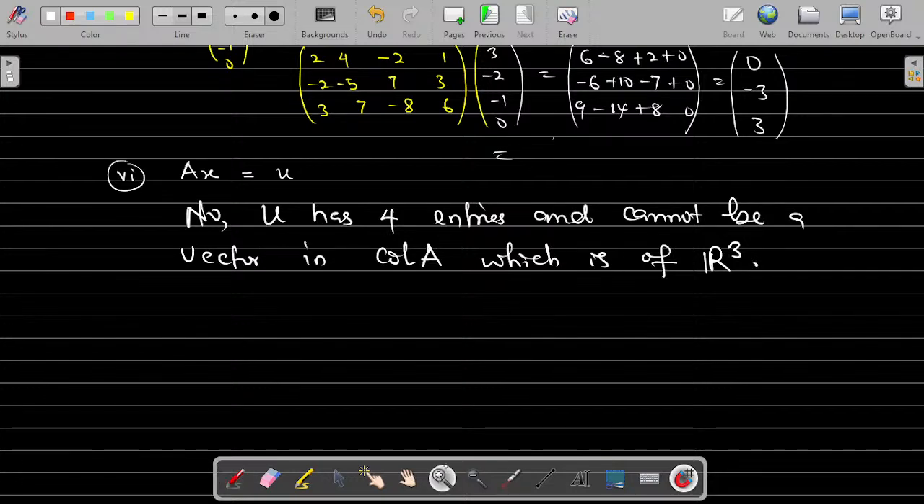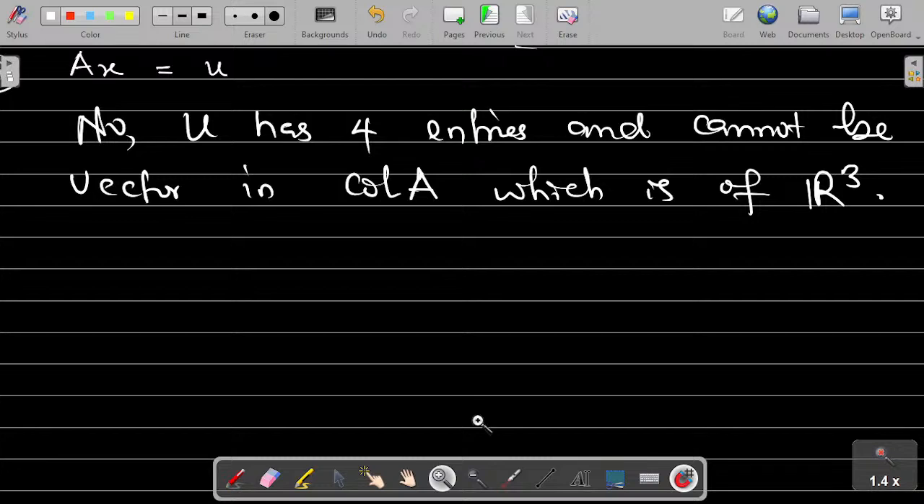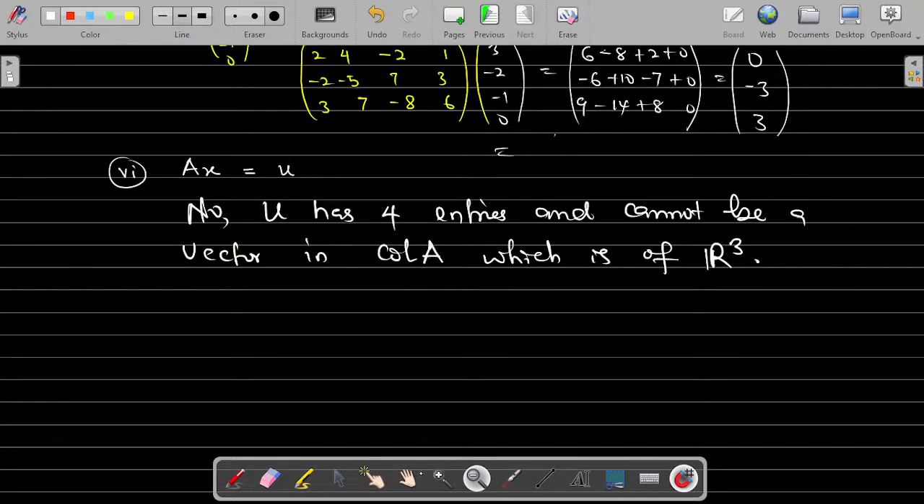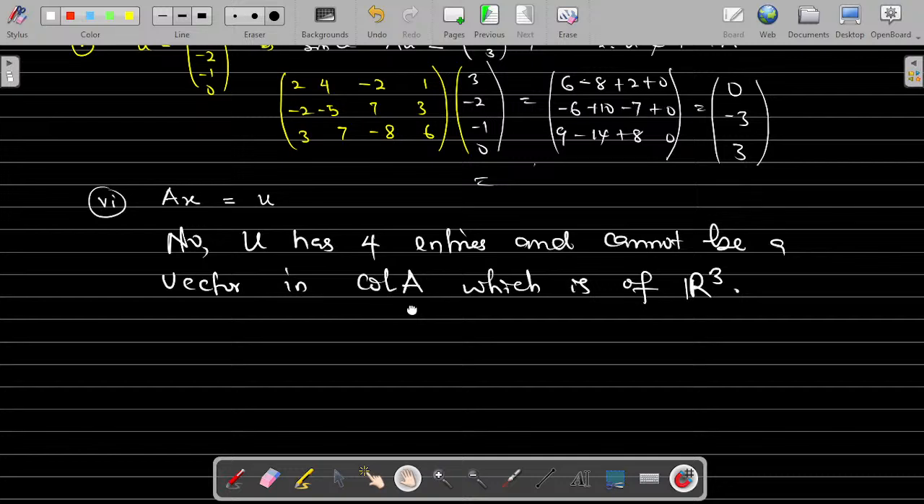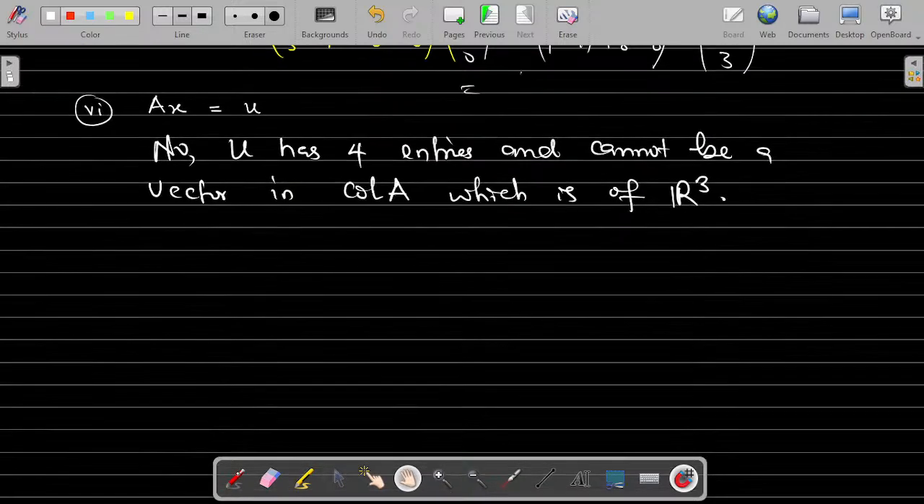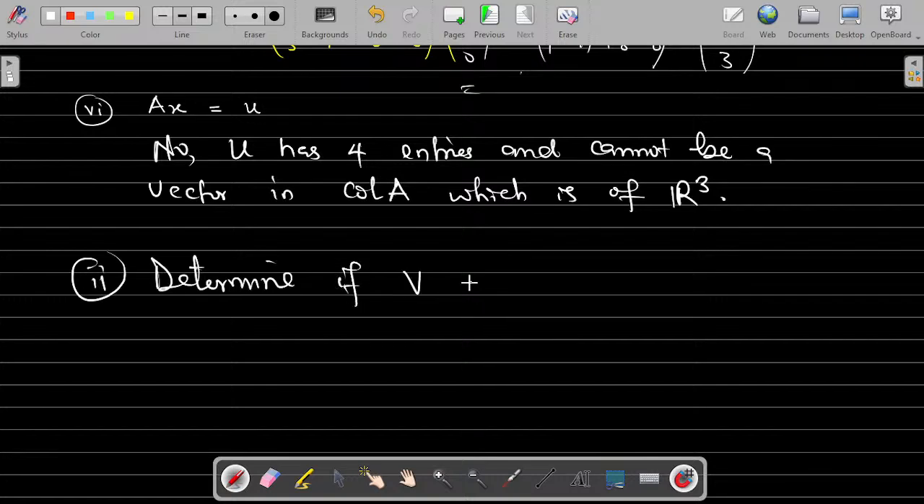All right, so let me try to bring this up a little bit. Okay, so I can still leave it that way. Let's just finish up the remaining questions here. So the VII says we should determine if vector V is in the null space of A.